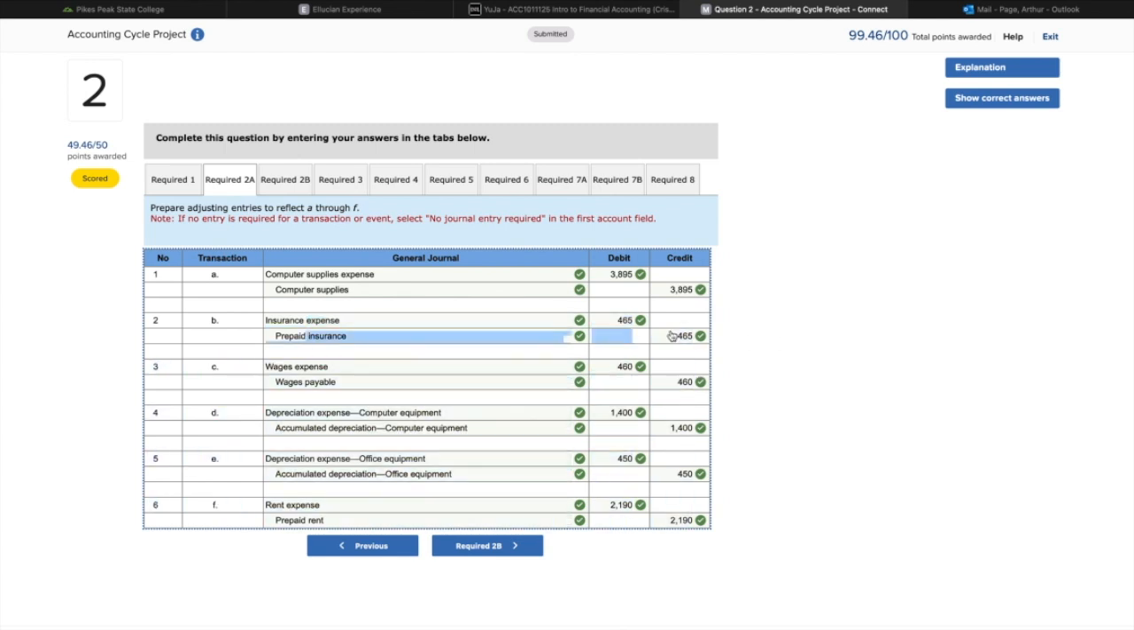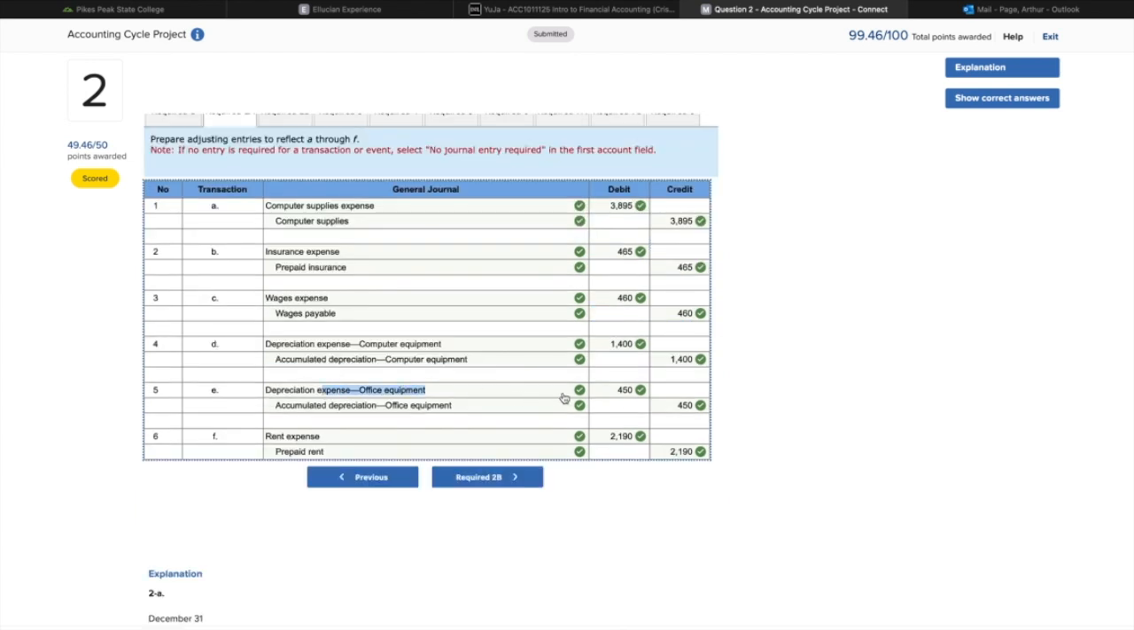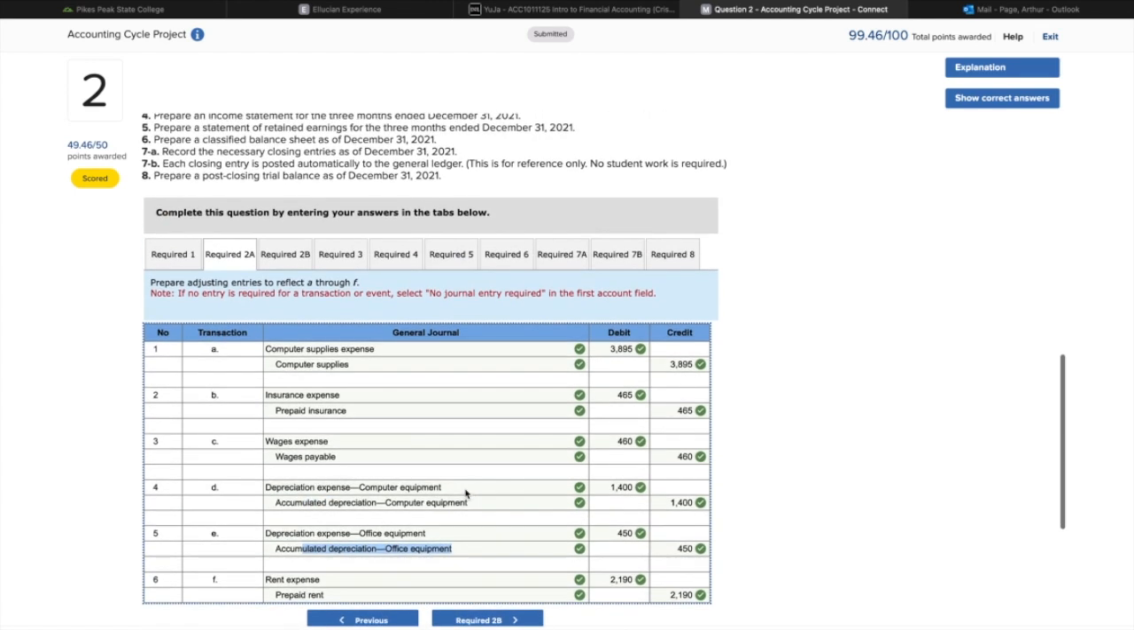As an asset, we used $465 of it up. So our depreciation expense went up 450, and our accumulated depreciation, this is a contra asset, went down. So everything remained in balance.